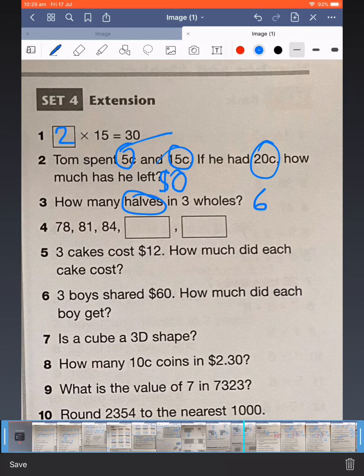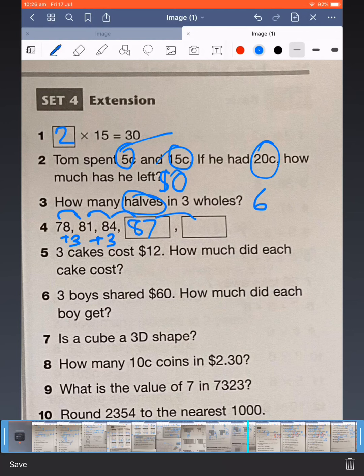All right, we've got a bit of a pattern here. So we go 78 to 81. How many am I adding on? I'm adding 3. And then from 81 to 84, I'm adding 3. So that looks like our pattern. Very good. So I'm now going to add 3. So I'm going to get 87, and then I'm going to get 90.